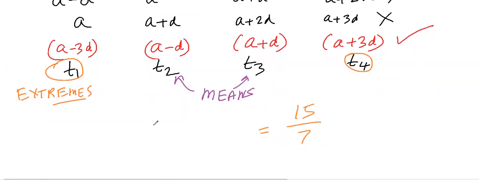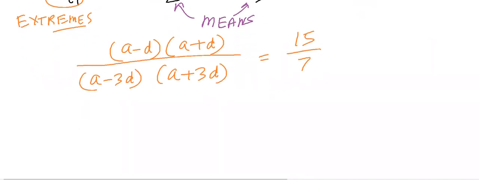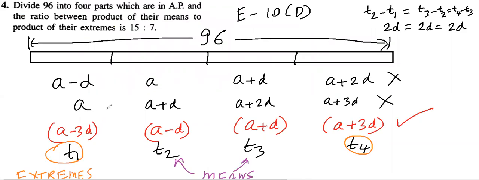15/7. Okay. So (A minus D) into (A plus D) divided by (A minus 3D) into (A plus 3D). Fine. Now we have to solve this and find the value of A and D. The value of A we can find out by 4A is equal to 96, which will be 24. Correct. Perfect. That's the next step.